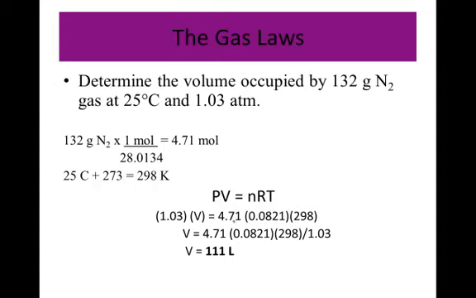So I'm going to take the 4.71 times the 0.0821 times 298, and then I'm going to have to divide by the 1.03 from the other side. And I get a volume of 111 liters. So that's how to calculate with the ideal gas law.